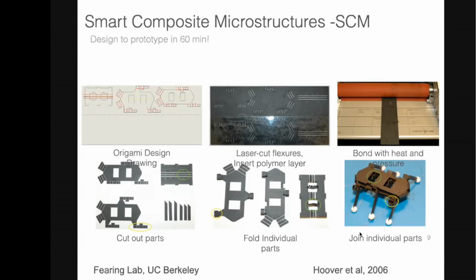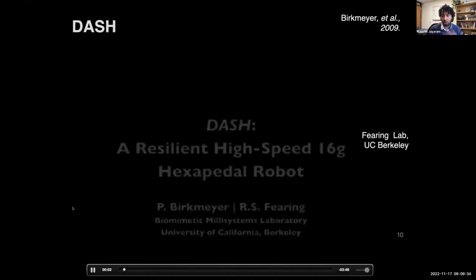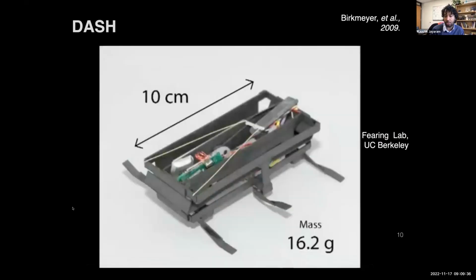One of the really nice things about this approach is it dramatically reduces the number of parts we need, because we can take advantage of some folding principles where we still have connected segments and we can assemble them. So that was about smart composite microstructures. Let me play a video which walks through that and shows you one of the really successful robots built using this approach, Dash.